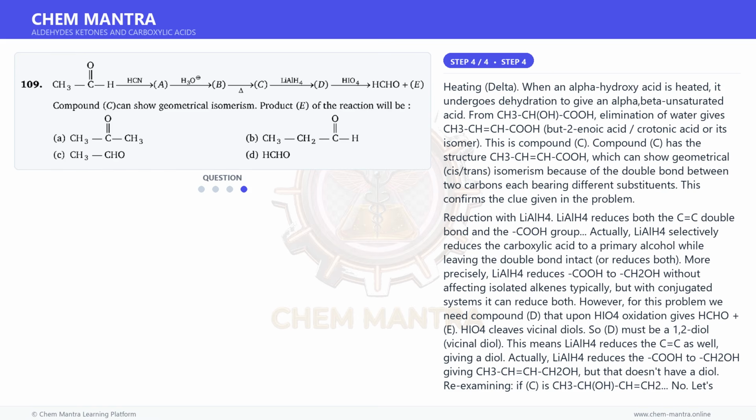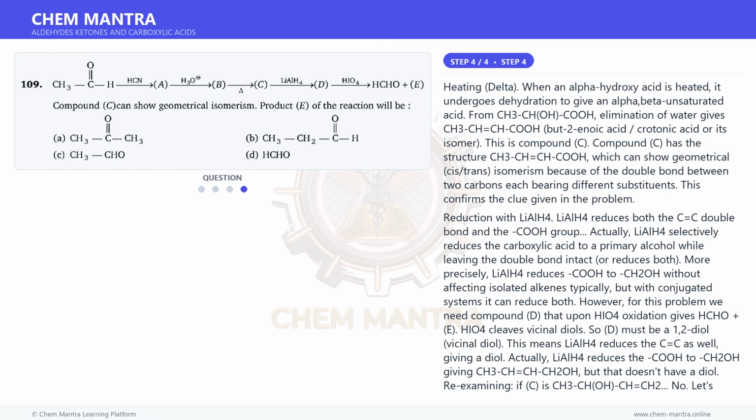plus HCHO. Let's reconsider, perhaps the dehydration gives an unsaturated acid, LiAlH4 reduces to unsaturated alcohol, then HIO4 oxidizes the double bond directly. HIO4 can cleave alkenes via osmium tetroxide first, but alone it cleaves diols. More likely, LiAlH4 reduces both the double bond and the acid giving CH3CH2CH2CH2OH, but that gives no HCHO with HIO4.